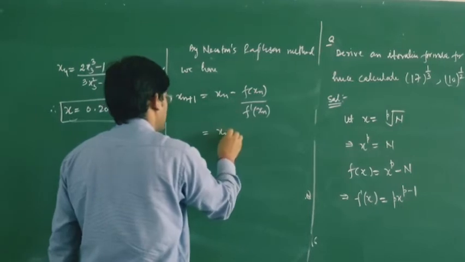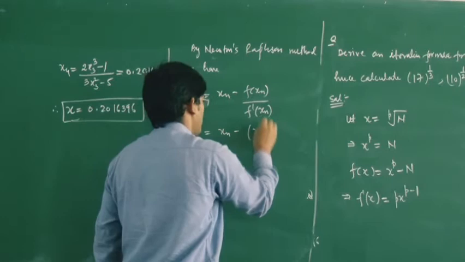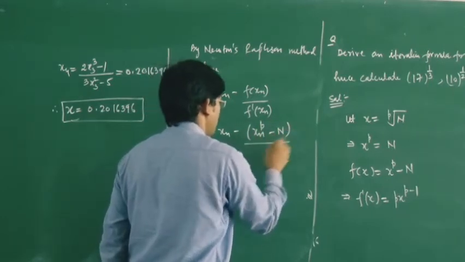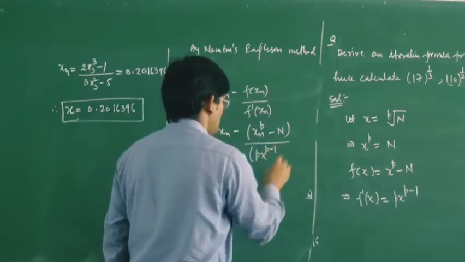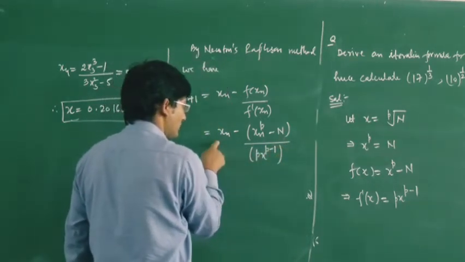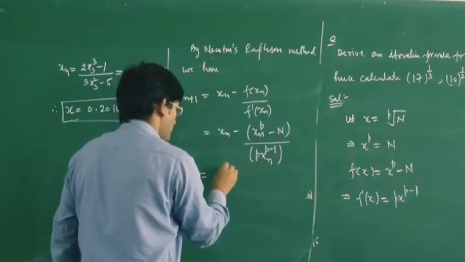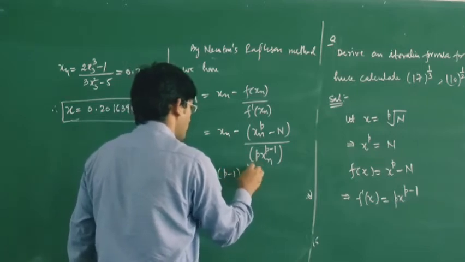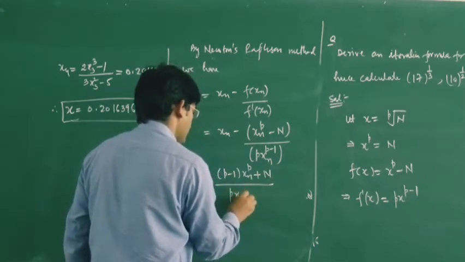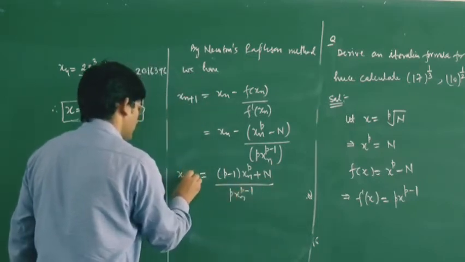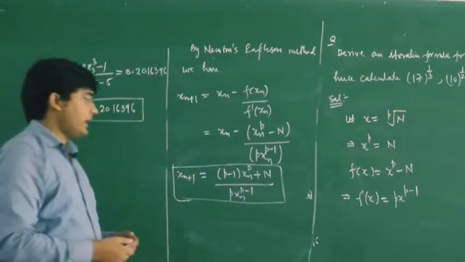So this is equal to x_n. Now your f(x_n) is equal to x_n^p minus n, divided by f dash (x_n), which is your p x_n^(p-1). Now on cross multiplication, this will become p into x_n^(p-1), so we have (p-1) into x_n^p. Now this minus minus will become plus n, divided by p x_n^(p-1). So this is your x_(n+1). So we have the value of x_(n+1).